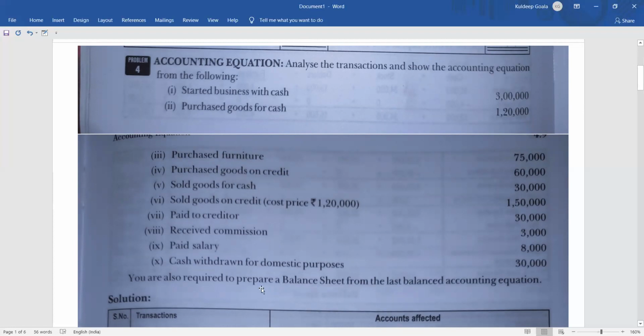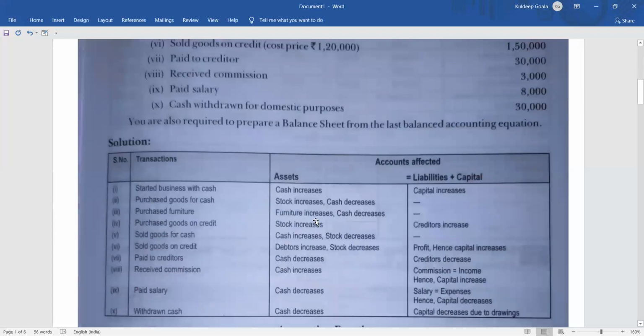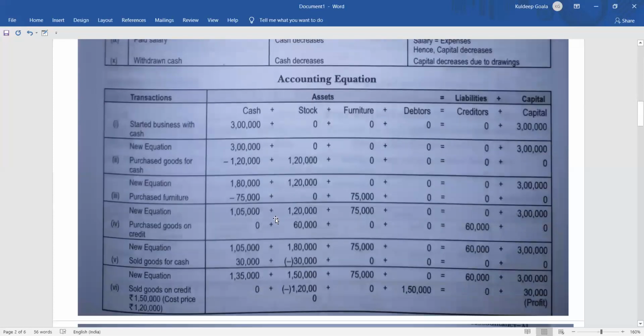So what are the items we got? 4 assets, 1 capital, and 1 liability, right? So we'll make the format. This is our format. Here you can see there are no boxes. It will be better if you make boxes for every asset, for every liability. It will be easier. Now one more thing, remember that asset equals capital plus liability. It can be written as liability plus capital, it has the same meaning.